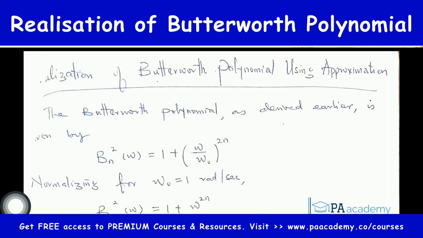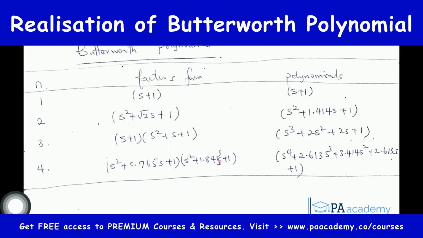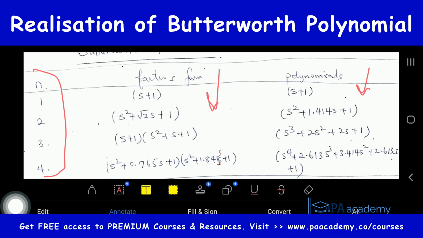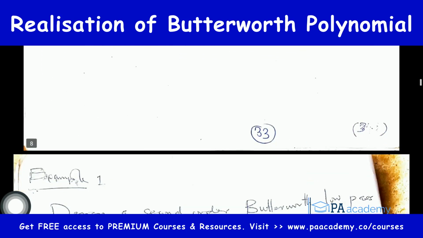Alright, so for the Butterworth polynomial, let me show you this table. If you scroll down, this is the Butterworth polynomial table for orders 1 to 4, right here. This is the factor form, and these are the polynomials. So let's see how we can use this to solve some questions that have to do with the Butterworth polynomial. But you need to take note of these values, either the factor form or the polynomial form. So let's go ahead and look at one example.